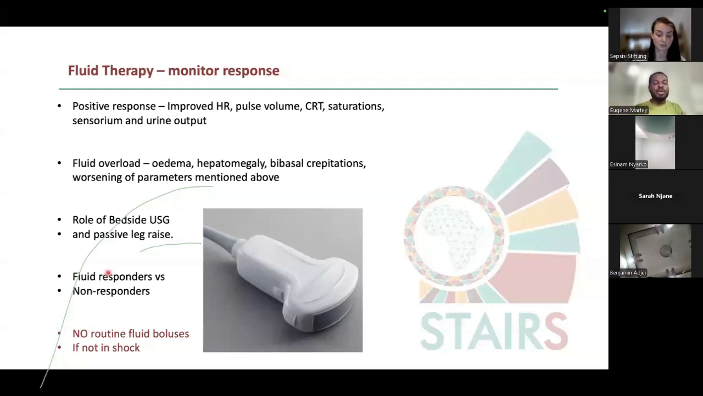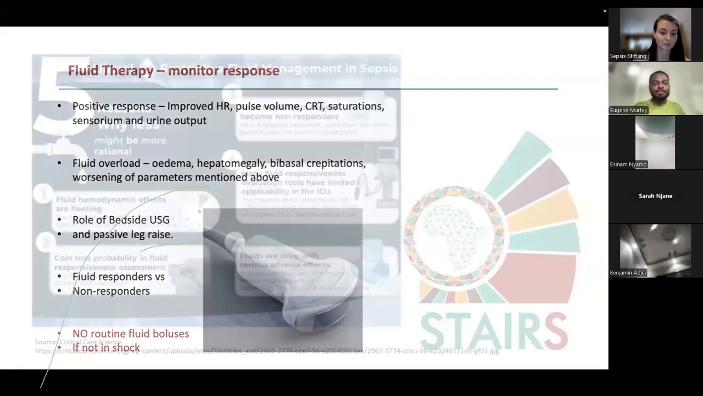So remember, it's always a juggle. It's difficult to tell who is going to respond to your fluid, but at least checking for some of these things of fluid overload and then using ultrasound is able to assist us plan or guide our fluid management better. So remember that if your patient is not in shock, please, please, please do not routinely give fluid boluses. Okay, because ultimately that has been noted to reduce survival in the patient, has been noted to increase risk of mortality.